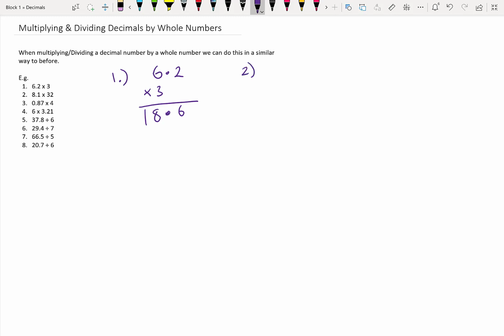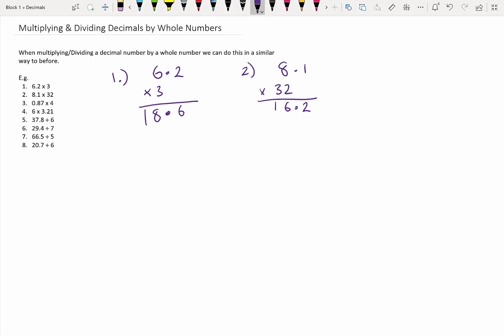Looking at the next one, I get 8.1 multiplied by 32. So again, I'm going to put my decimal number on the top, multiplied by 32 on the bottom. So I'm keeping my decimal point there in the same place, and because this is a 2-digit number I'm multiplying by, I'm going to have to do a little bit more work this time, but the layout is still exactly the same. So I'm going to multiply the whole top thing by 2 first of all. So 2 times 1 is 2, and 2 times 8 is 16. So I did my 6, carry 1, right, there it is. So 8.1 times 2 is 16.2.